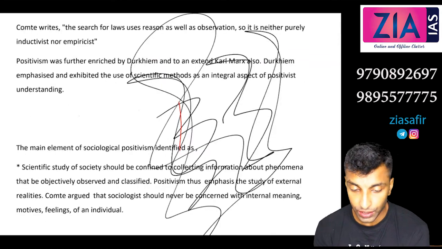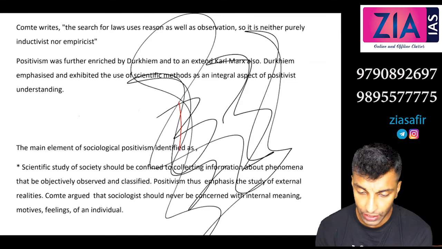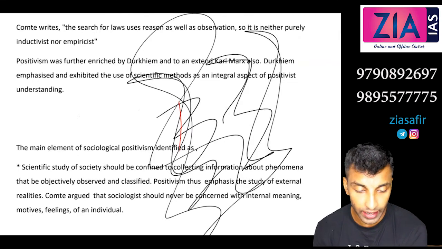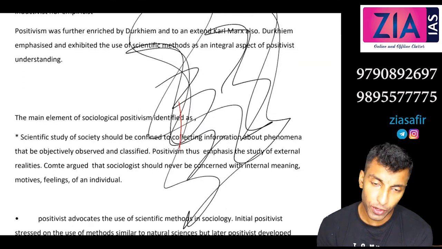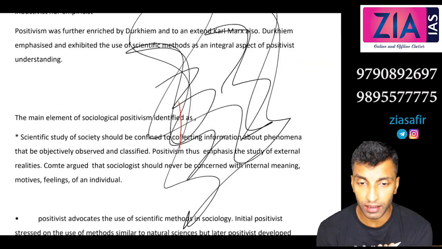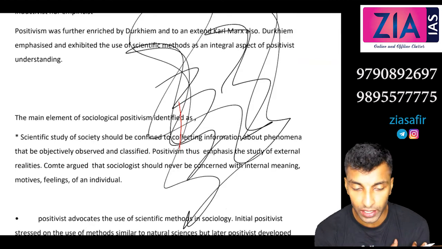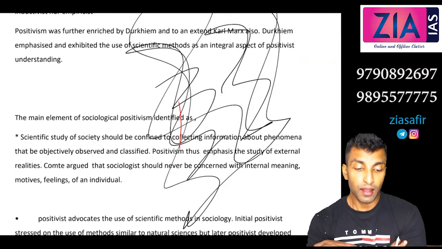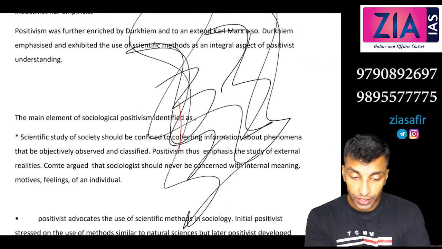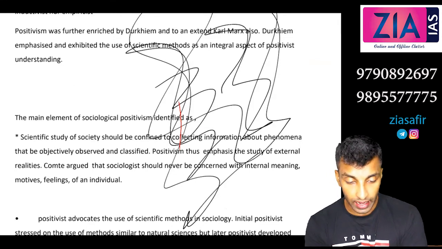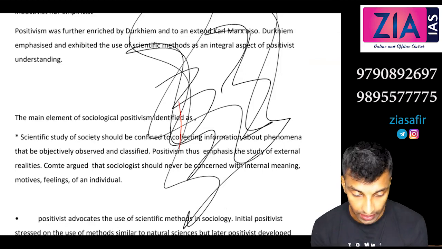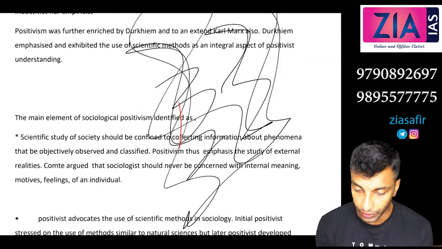Comte writes, the search for laws uses reason as well as observation, so it is neither purely inductivist nor empiricist. For example, religion and all, it is not purely empiricist, but we can derive knowledge from observation. Positivism was further enriched by Durkheim and to an extent Marx also. Durkheim emphasized and exhibited the use of scientific methods as an integral aspect of positivist understanding. So this we will study in detail, Durkheim.